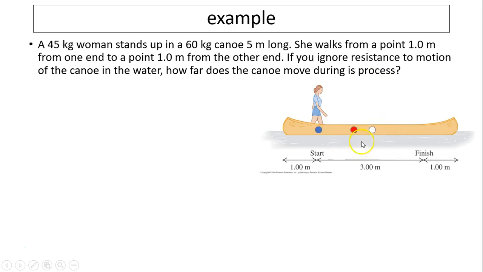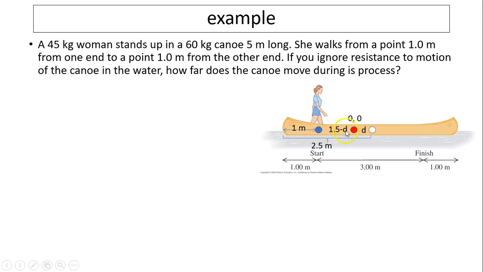There are 3 points of interest: the woman's position, the center of the boat, and the center of mass of the woman and boat system. So that's the center of mass, that's the center of the boat, and the woman. From here, we know the woman is 1 meter from the end. Since the boat is 5 meters long, from the end of the boat to the center of the boat is 2.5 meters. That means here is the center of mass. That distance be d.